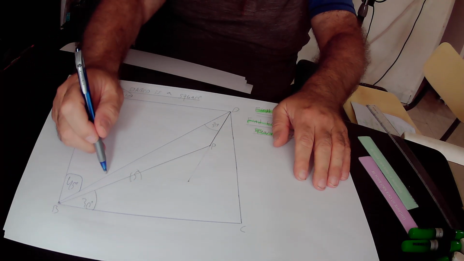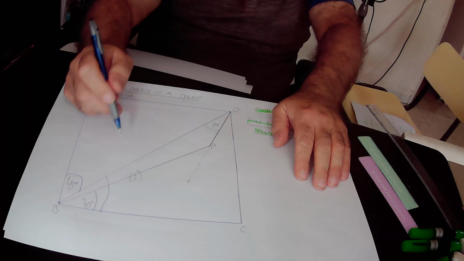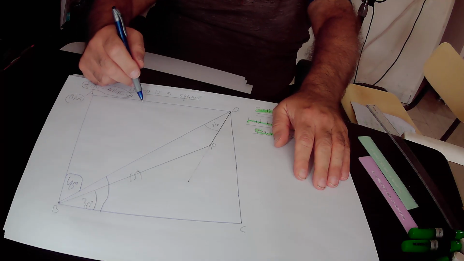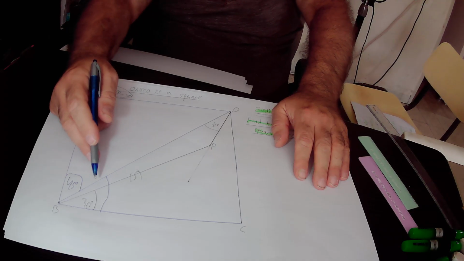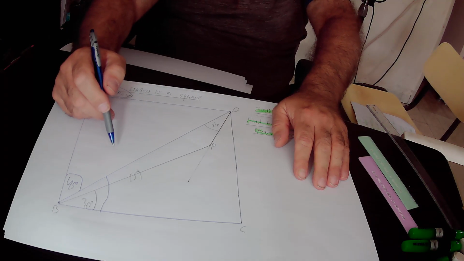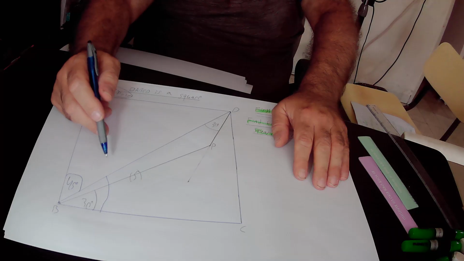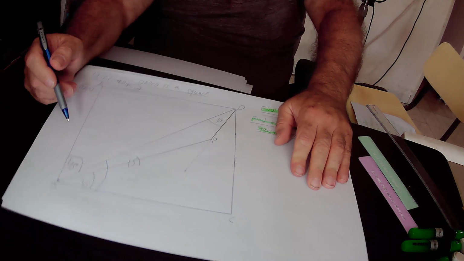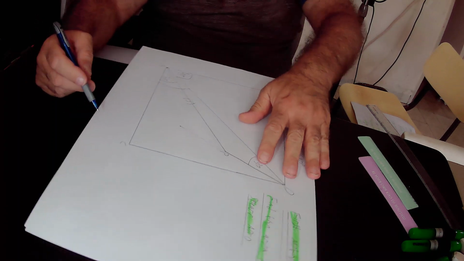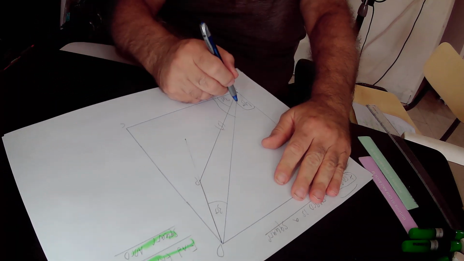This is the second half. It is also equal to 45 degrees in size. This angle is equal to 30 degrees, and therefore this angle must be equal to 15 degrees, because 15 plus 30 is 45 degrees. That is the size of the second half of angle ABC.